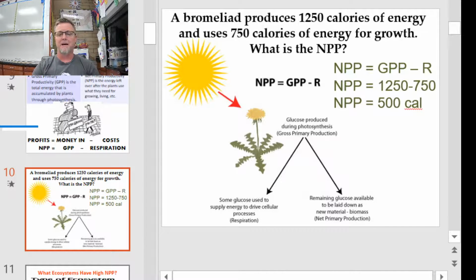Okay? You never want to get to a situation where your net primary productivity is negative. Can anybody think of why? If your net primary productivity is negative, then that means you are using more energy than you're taking in, and if you know anything about economics, your business is bound to fail.